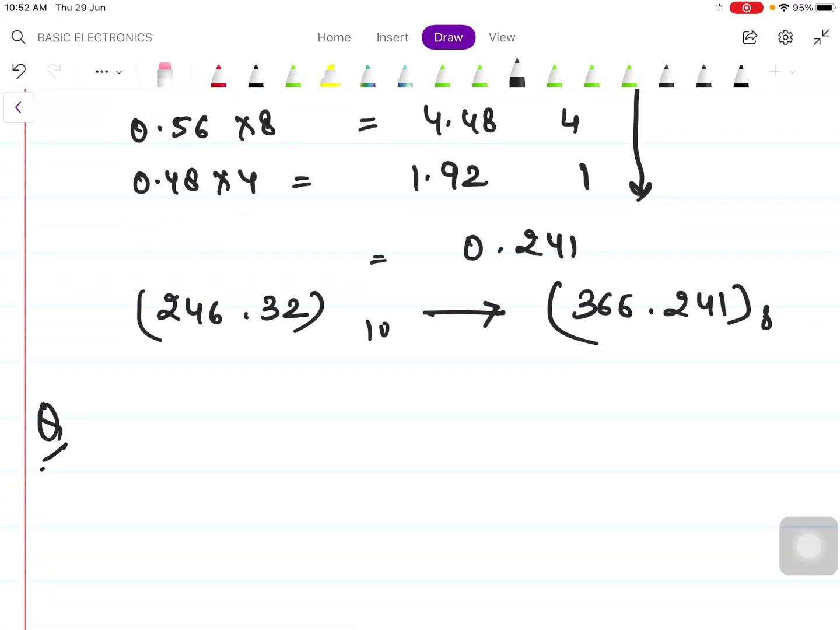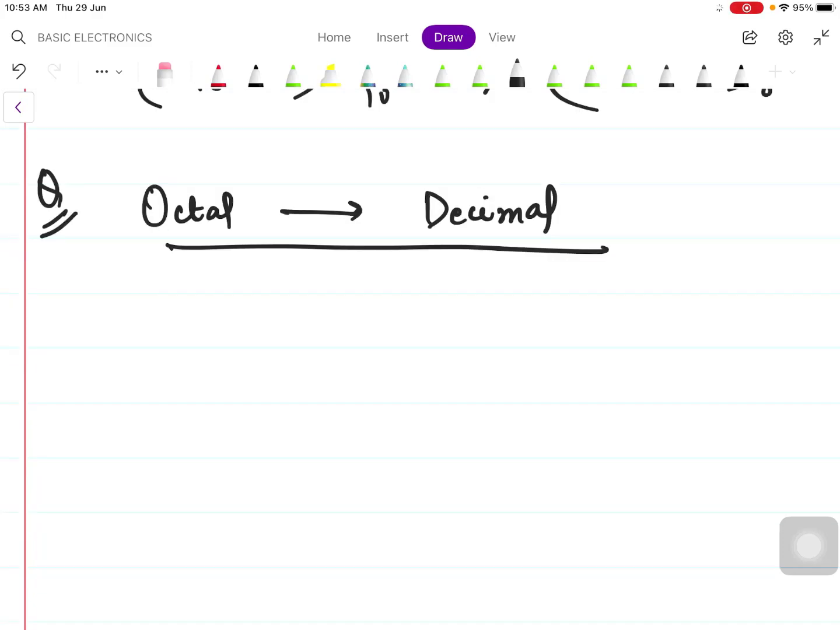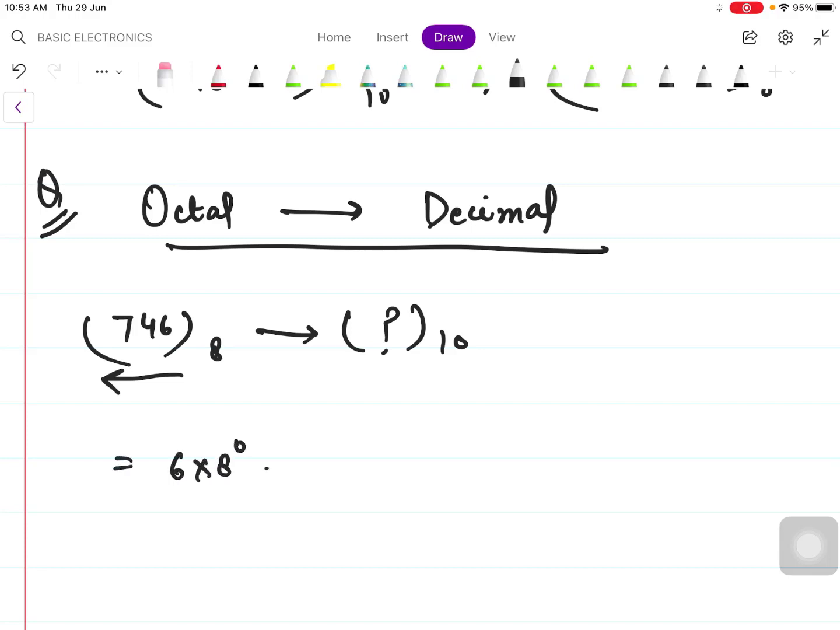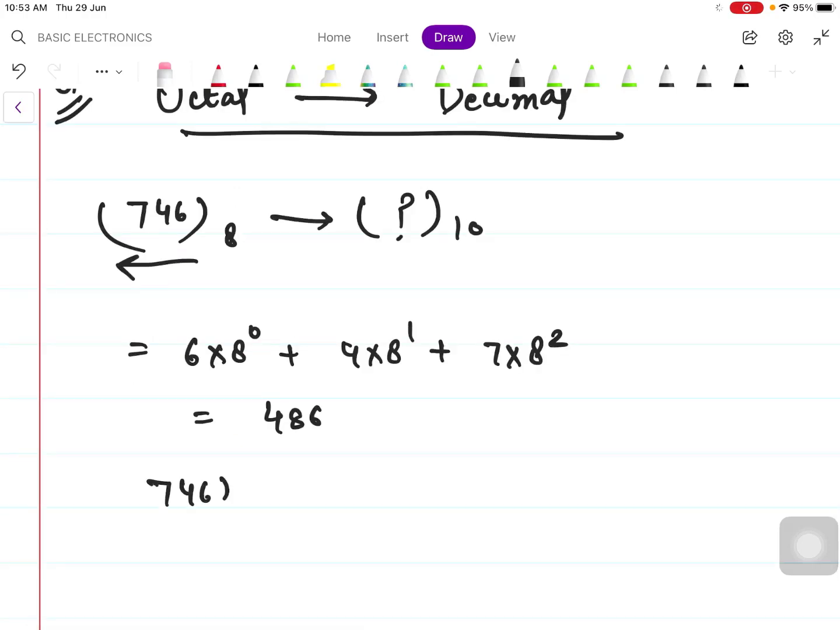Now let us take another conversion, that is octal to decimal. This time the decimal number system is existing on the right hand side. So we will follow the same method as we followed while converting from binary to decimal. If there is no decimal part, the direction will be from right to left. While taking each digit, we will multiply it by the positive powers of 8. This is how we write the answer. So this is the conversion from octal to decimal.